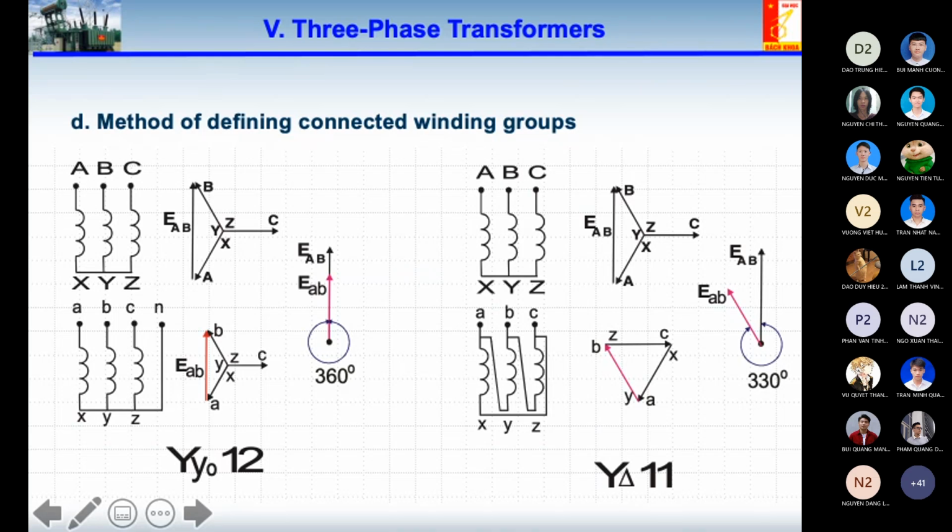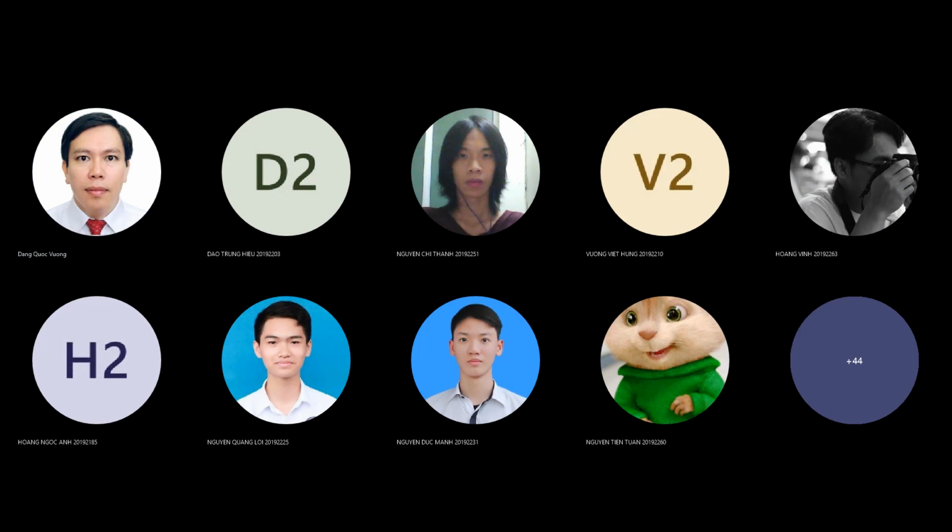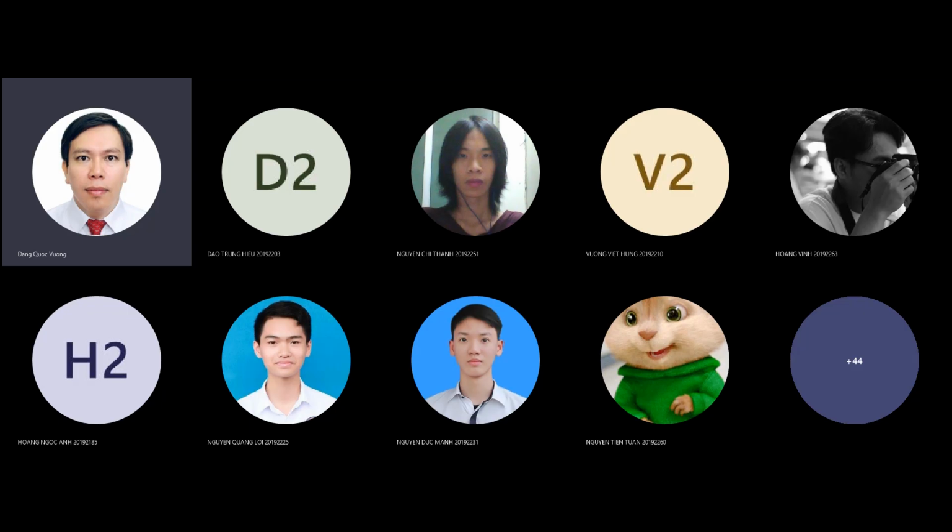I come back to our whiteboard to guide you how to draw, how to build the vector group of this transformer. Okay, it's very, very important. Even if you look at the textbook or go to the internet to see some video clip about how to define the vector group of a transformer, I think you can also understand. But I think the best way for all of you is to take care of our lecture, take care of my teaching also.